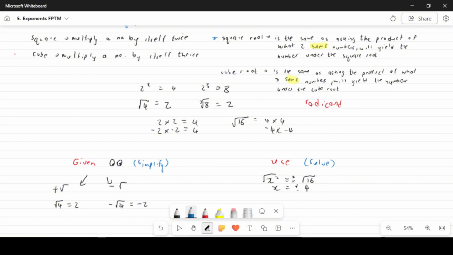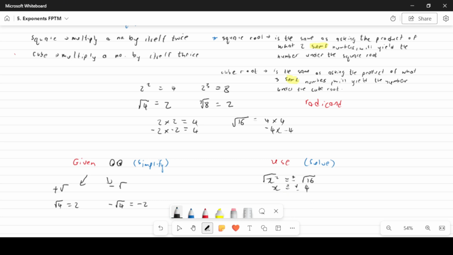Why we do this is because the examiner is giving you the question. You cannot change the question. You can only re-express it. However, when you're using the square root and solving a problem, you need to state every possibility that could make that statement true. Remember, this is an equation. You need to state every possibility that could make this mathematical statement, this equation, true.